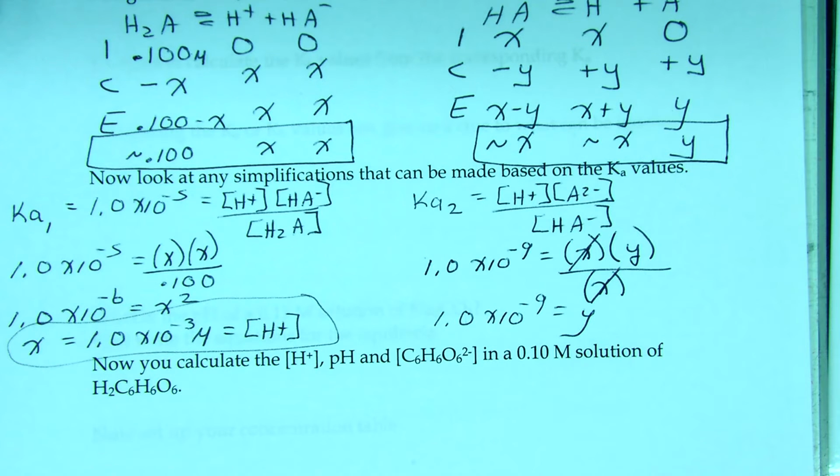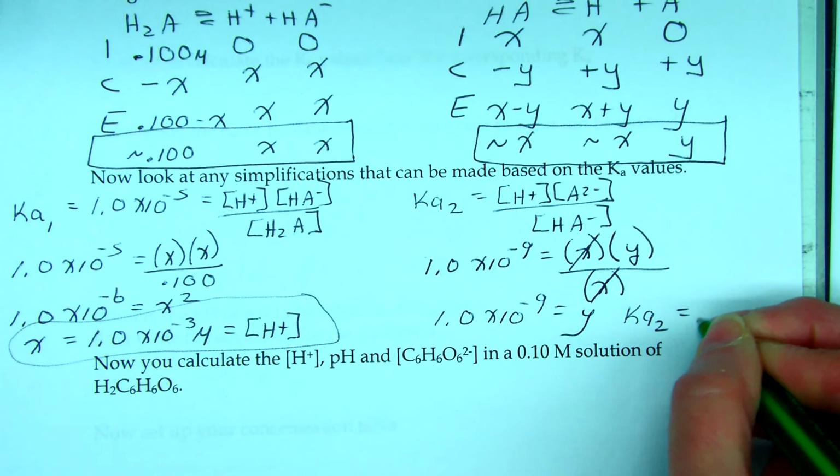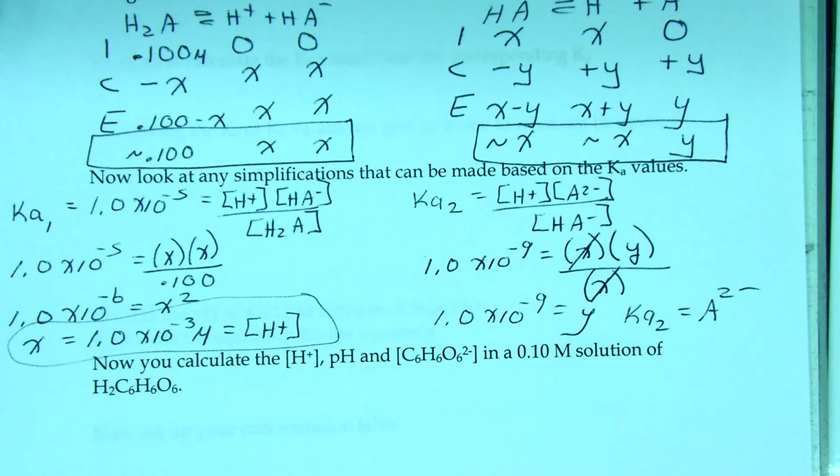This is always true, and I know you love to hear the words never and always so you can memorize them. This is one of the few times that we have an always. When Ka2 is small compared to Ka1, the concentration of the minus 2 anion will be equal to Ka2. So if this was on a test, you wouldn't have to do anything except write this. Ka2 is equal to A2 minus. And you just write the number down if it asks you to calculate that.